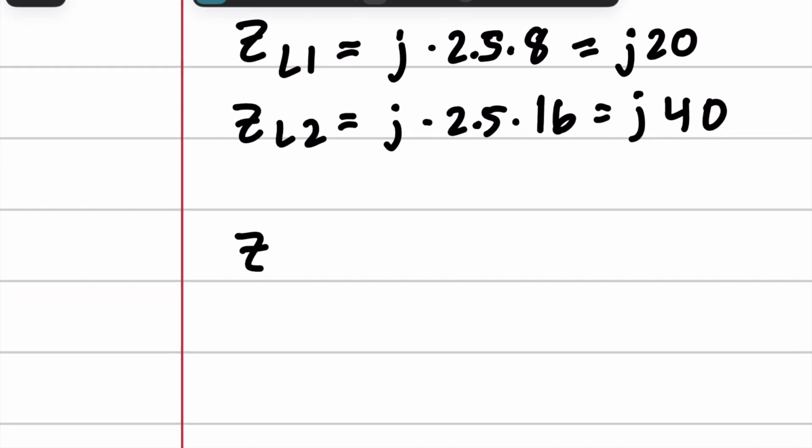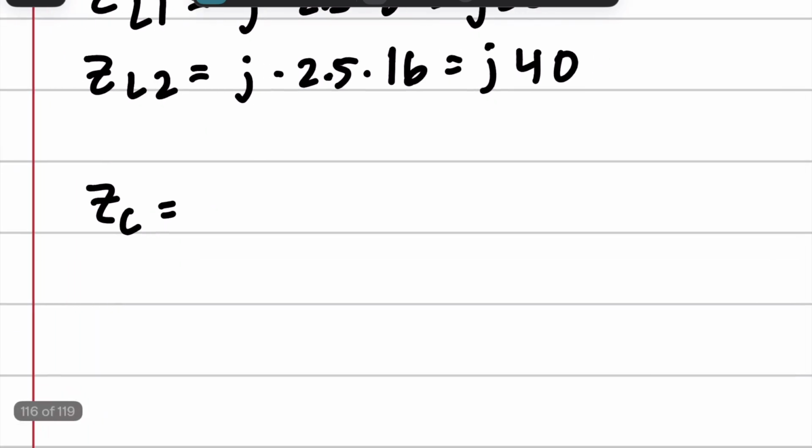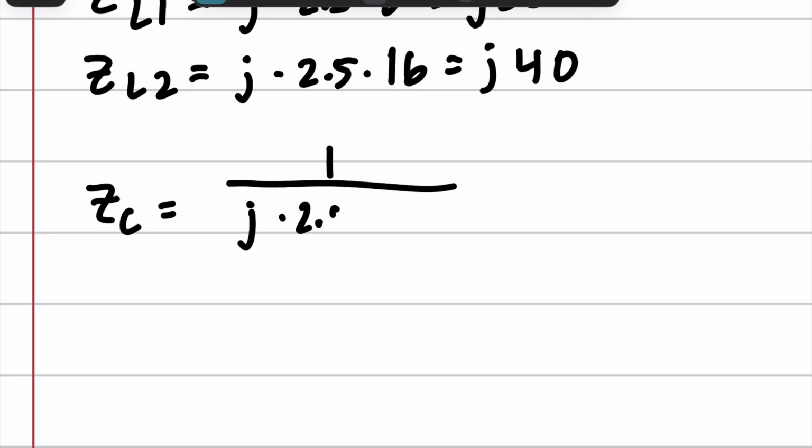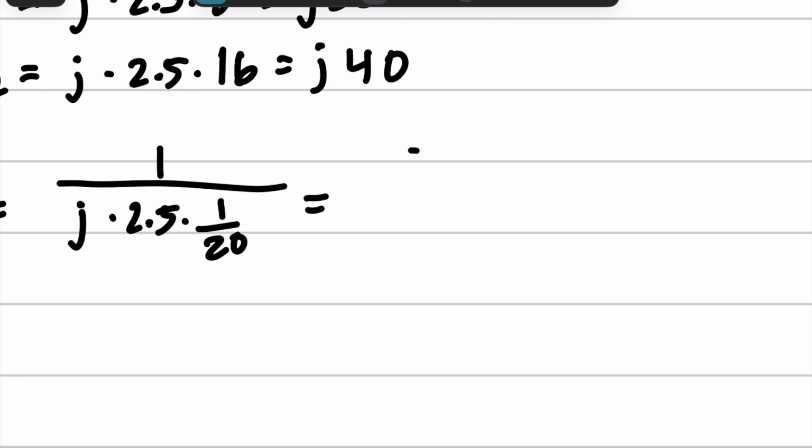And finally, we're going to solve for the capacitor. There's only one capacitor, so we're just going to call that ZC. The capacitor impedance is going to be 1 over j times 2.5 times 1 over 20, which is equal to 8 over j. Okay.